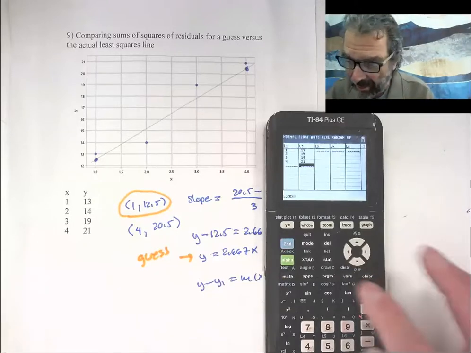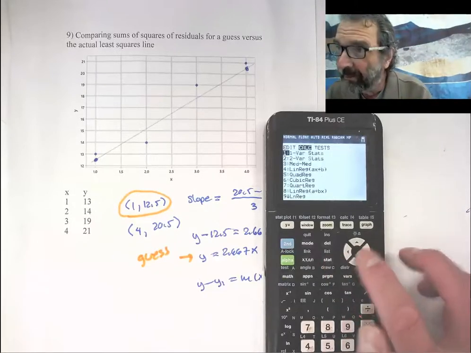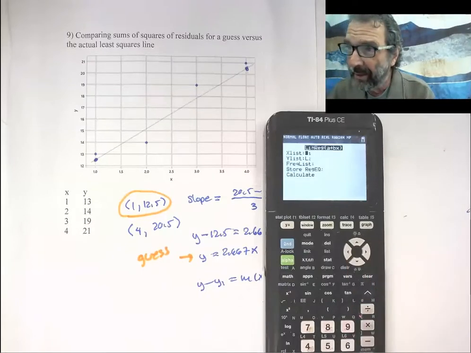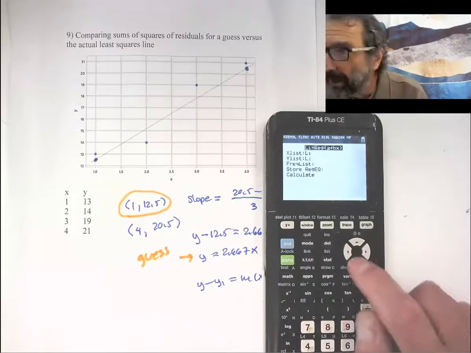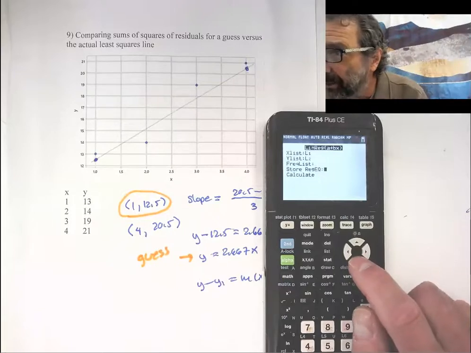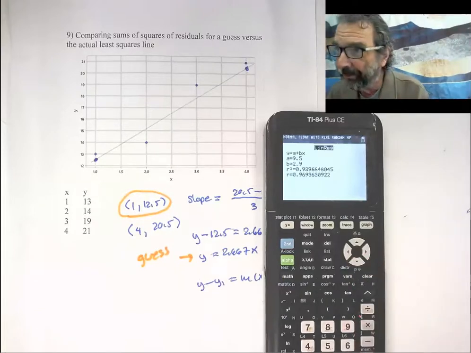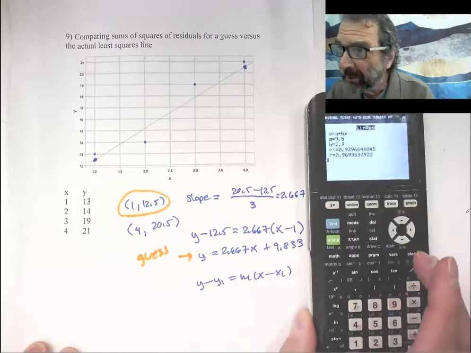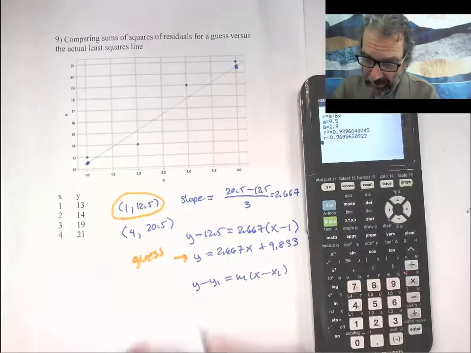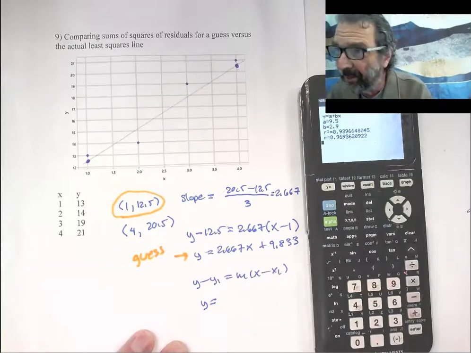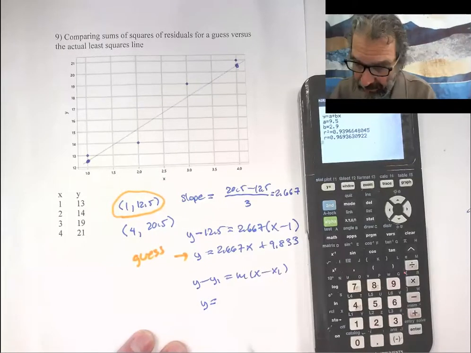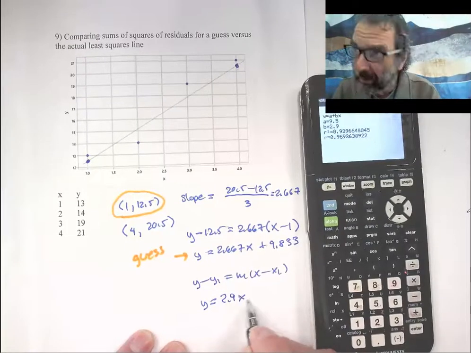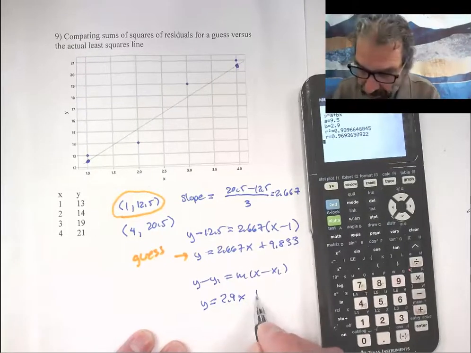And I'm going to go to Stat, Calc, and go down to regression here. And then I tell it list 1, list 2: X is list 1, Y is list 2. Go ahead and calculate. So the real answer, or a better answer maybe, is 2.9 as the slope, times x, plus 9.5.